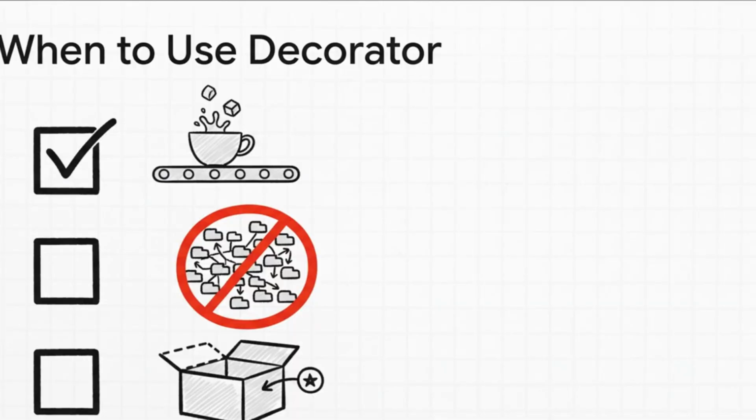So here's your cheat sheet for when to use it. Pull out the decorator pattern when you need to add behaviors to objects dynamically at runtime. Use it when you look at a problem and you can just see that inheritance is going to lead to a ridiculous number of subclasses. And finally, use it when you're trying to follow the open-closed principle, the idea that your code should be open for extension but closed for modification.